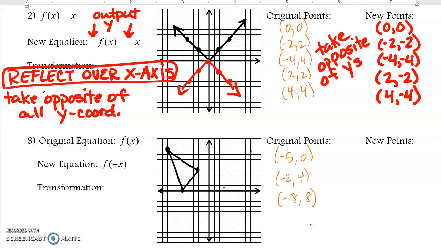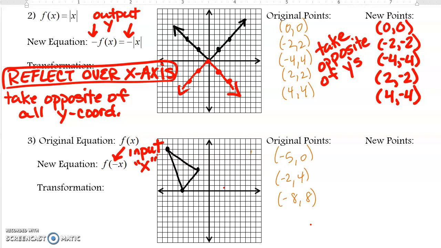Okay, on to number 3. We have our graph. It's a triangle. It's not a function, but it is just an image, a triangle. And we want to apply the change of having the negative inside the grouping symbol. Inside the grouping symbol tells me this is an input change, which means it's all about the x's that will be changing. That's our input.